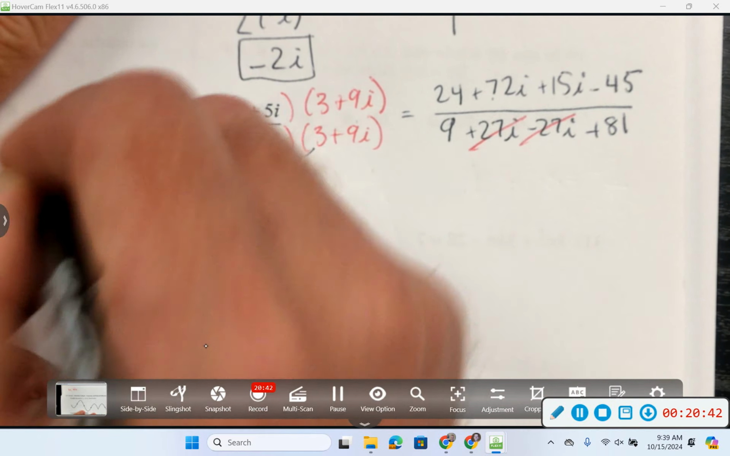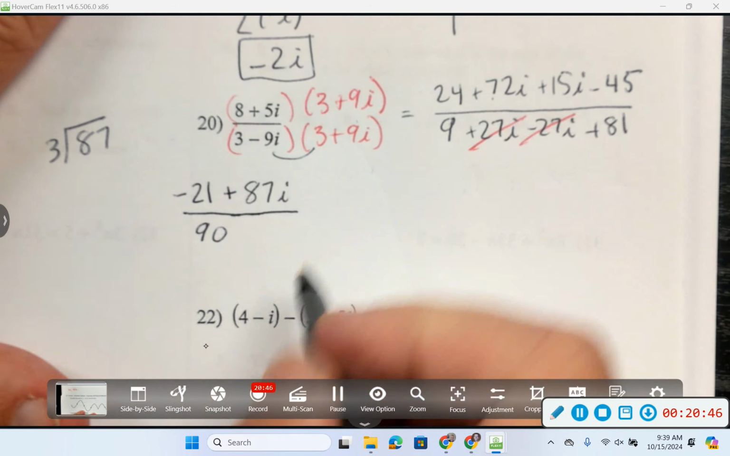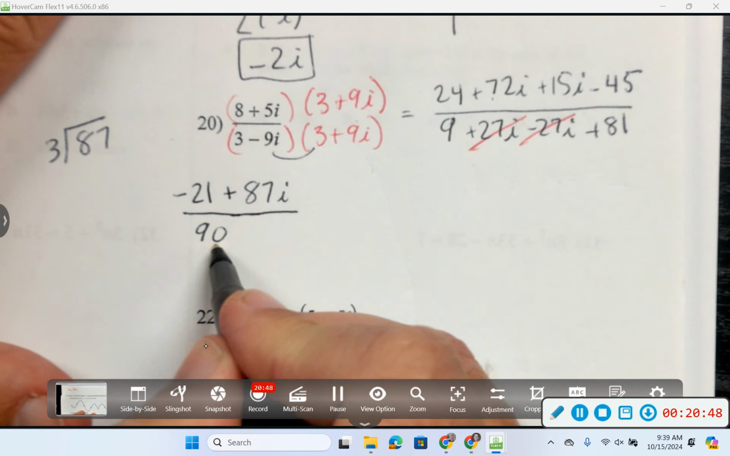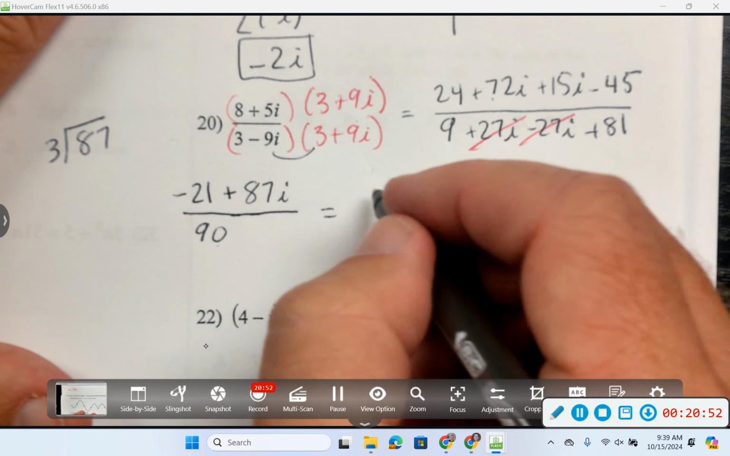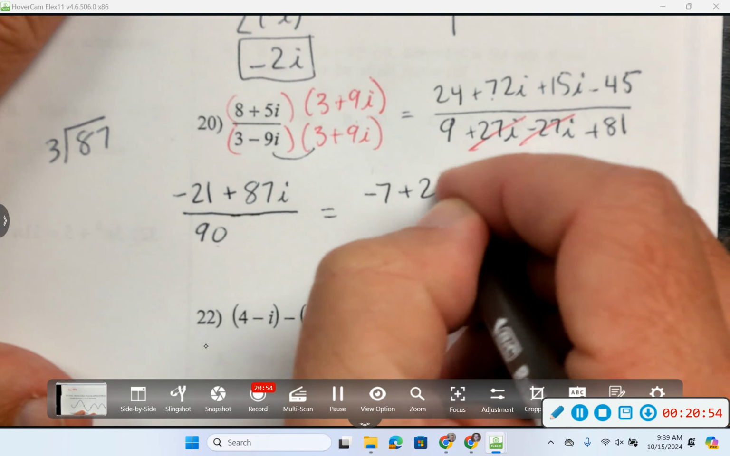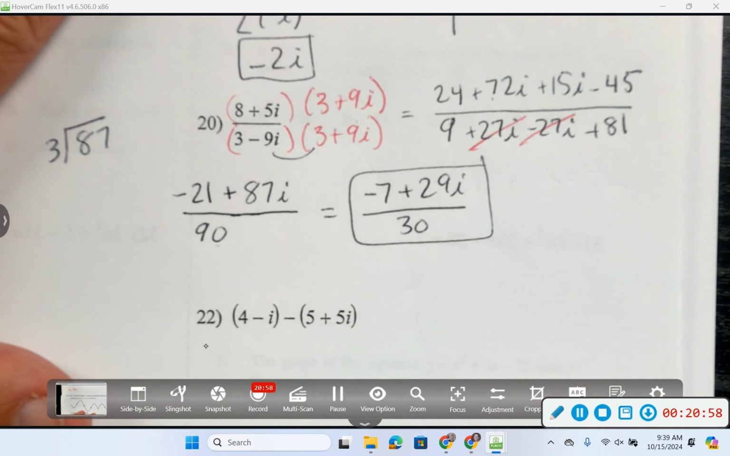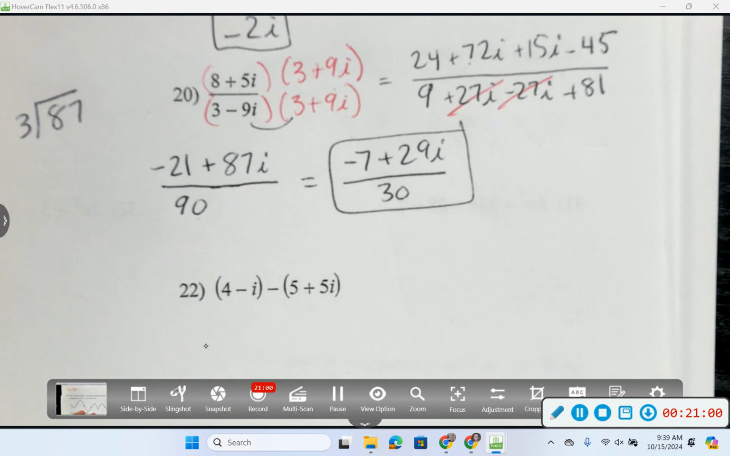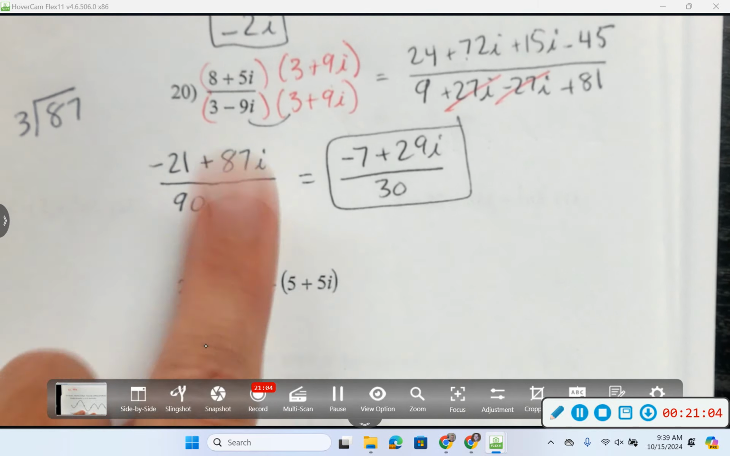Maybe you didn't learn that. 87 divisible by 3. Oh, it goes into 90 30 times. So it goes into 87 one less time. So 29i over 30. Yeah, that would be one where people are going to lose a point or two because they left the 87.